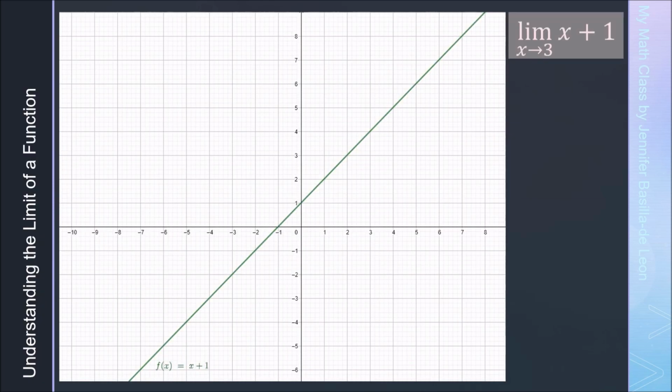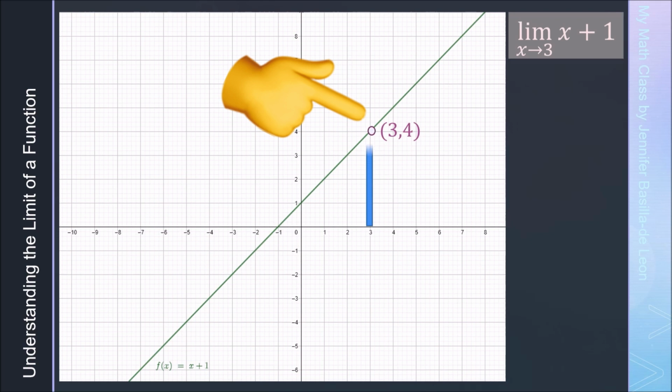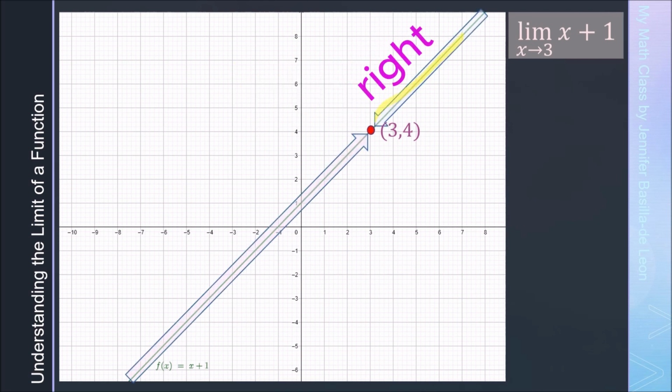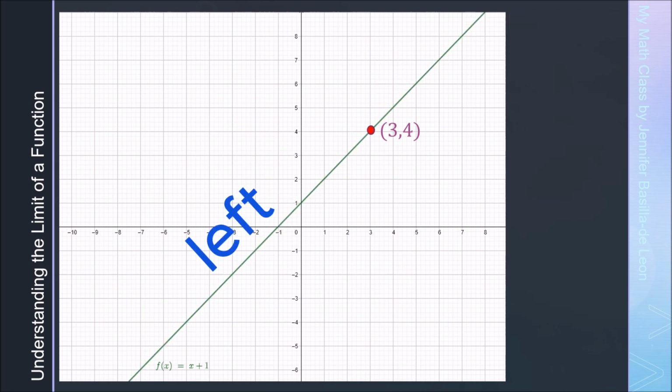Looking at the graph, we consider that portion at which x is equal to 3. This point, having coordinates (3, 4), then divides the graph into two: the right portion and the other as the left portion. Take note that we may start from the left or right in approaching x equals 3.